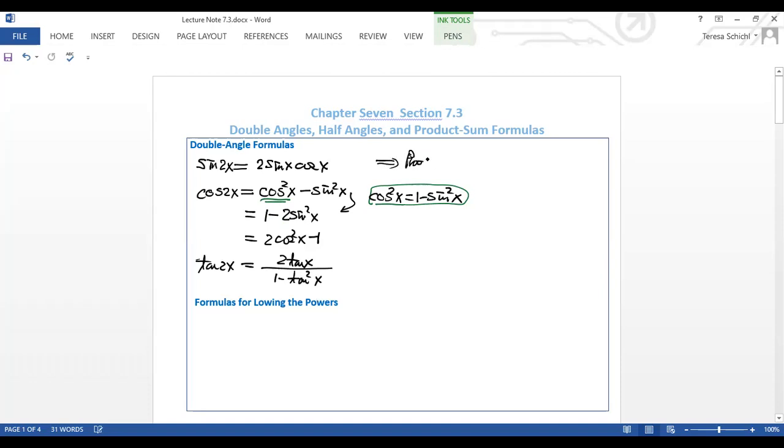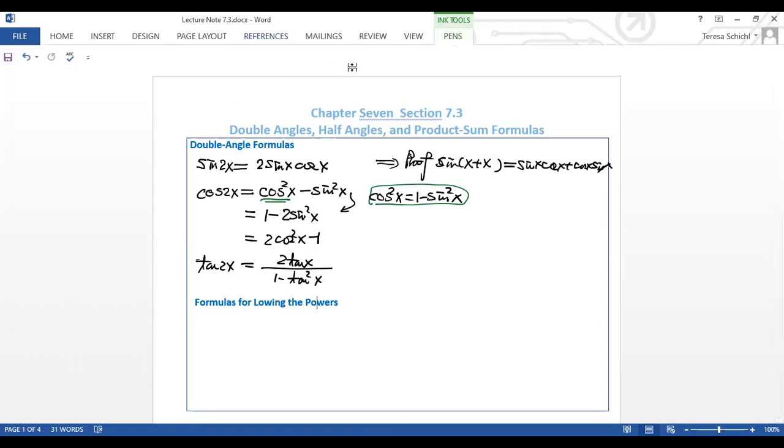You can start this way, like with sine 2x. You can use the formula we had before. It becomes sine of x plus x, right? Then this will be sine cosine plus cosine sine, and it's the same for cosine. So this will be sine x cosine x plus cosine x sine x. That's why you get 2 sine x cosine x. So the proof is quite simple. Okay, so this is what we call the double angle formulas.